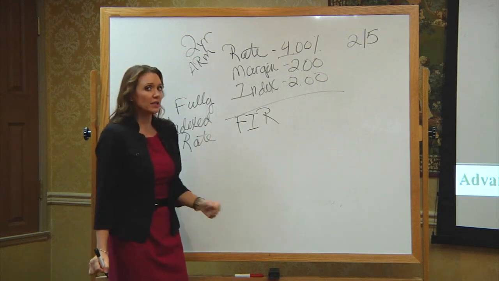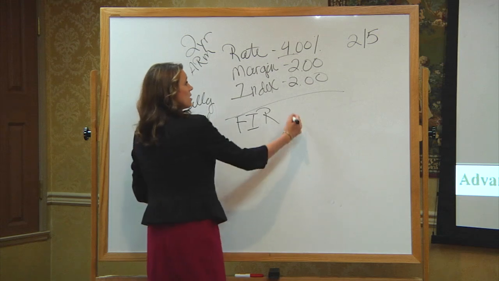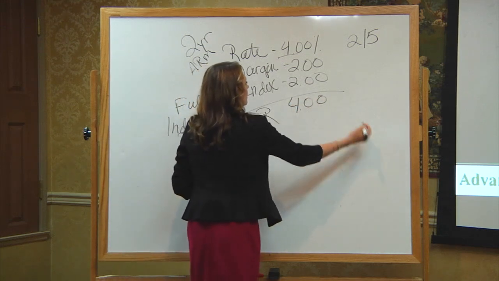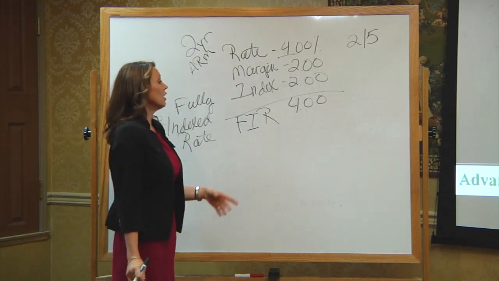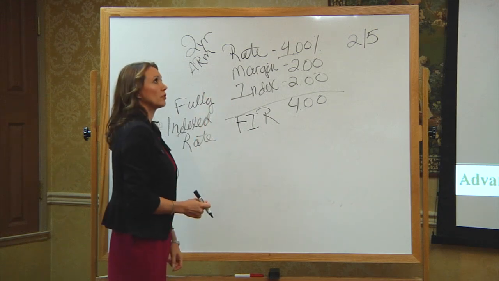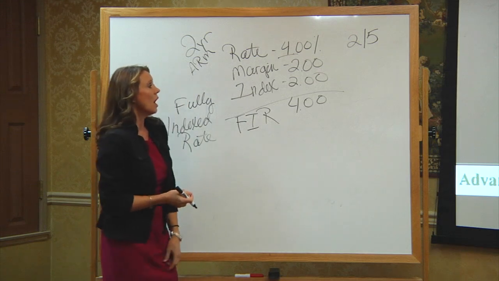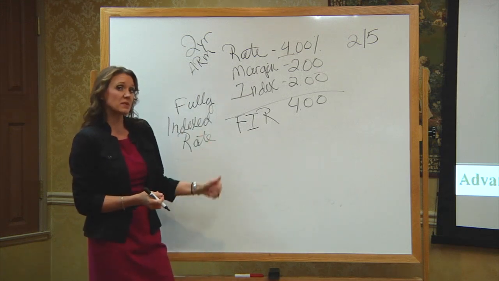But you may not adjust to the margin and the index added together. So in this example, hey, you got lucky. Your adjustment for that third year, month 36, is going to be 4%. So you stayed the same because you got lucky.